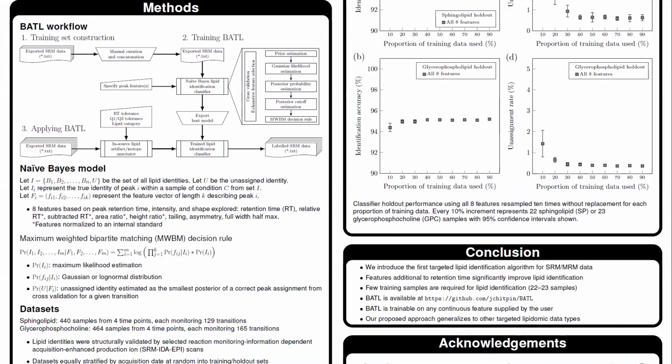Using the maximum weighted bipartite matching, or MWBM, decision rule, we formulate lipid identification as a joint posterior probability optimization problem, where lipid identities are assigned to the peaks that maximize this joint probability. In step 3, the trained BATL model can then be applied to label new SRM datasets. And furthermore, BATL is also capable of annotating lipid isotopes and sphingolipid-specific artifacts, such as dehydrations and deglycosylations.